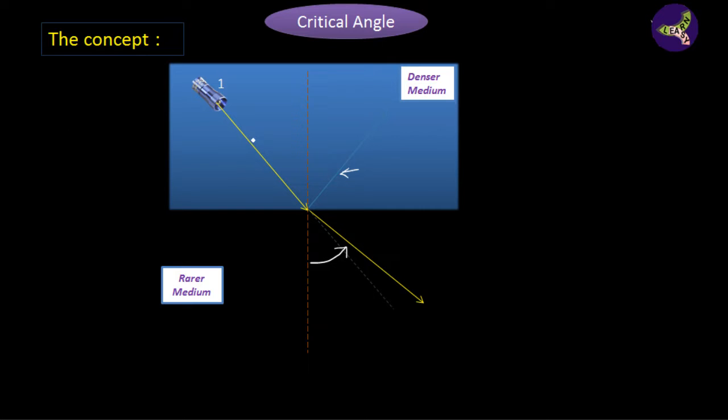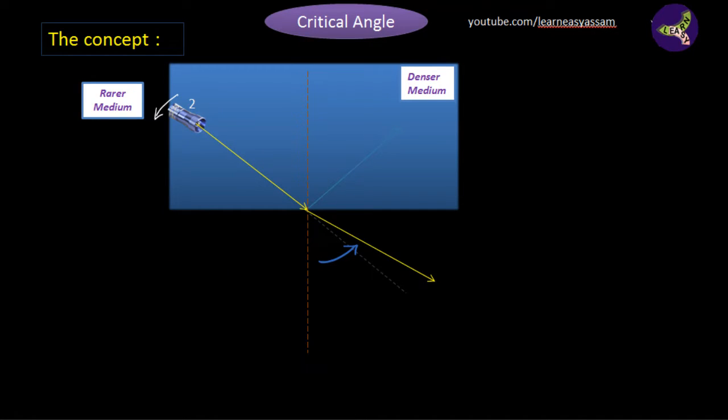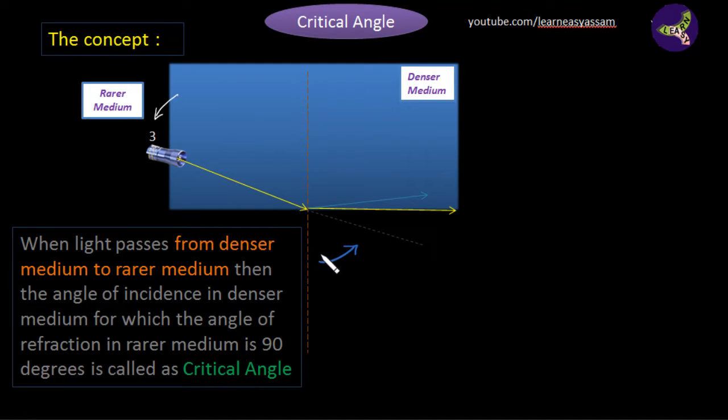Okay. So now what happens here, if I move the position of the star from position 1 to position 2 somewhere here? This refracted ray will bend more away from the normal. So it will go like this, position 2. If I move it again from position 2 to position 3 somewhere here, then it will again move. Now at position 3, the refracted ray is just tracing over the surface of the denser medium, or you can say tracing over the interface of the two media.